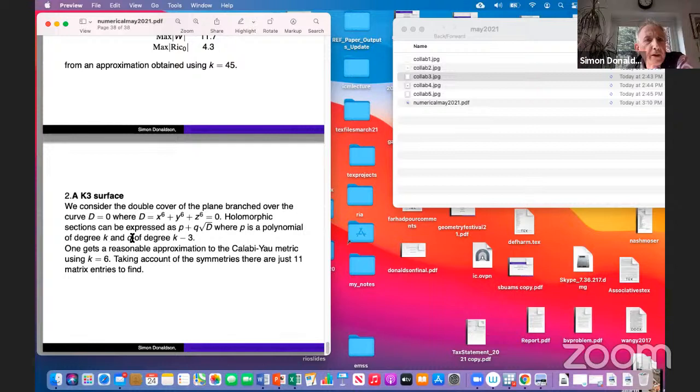So one finds, using essentially elementary computing techniques, which is indeed all I'm able to use, a reasonable approximation to the Calabi-Yau metric on this K3 surface using quite modest values of k. And again, in view of the large symmetries, there are just 11 matrix entries that you need to find. So the computations are, in the end, quite tractable.